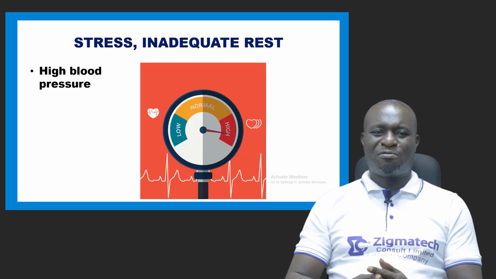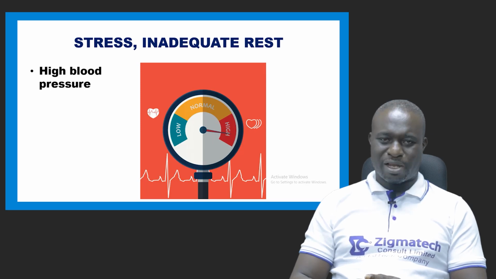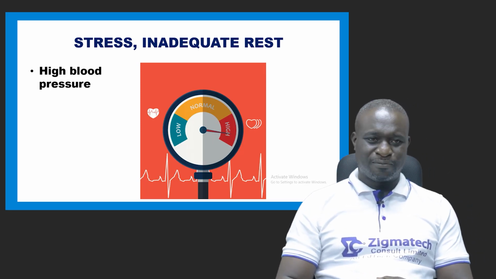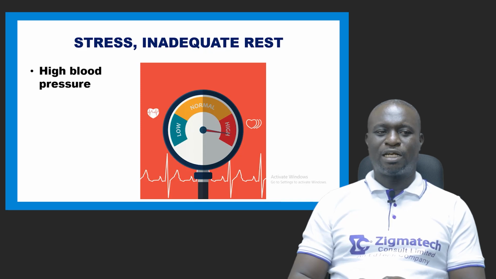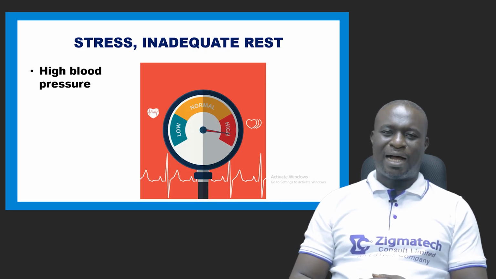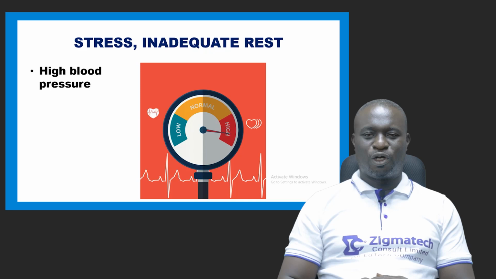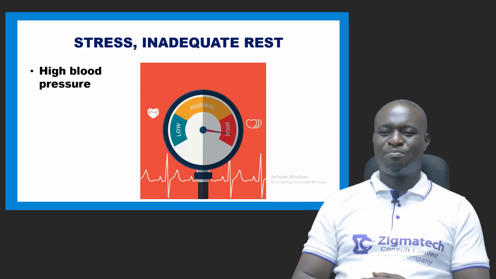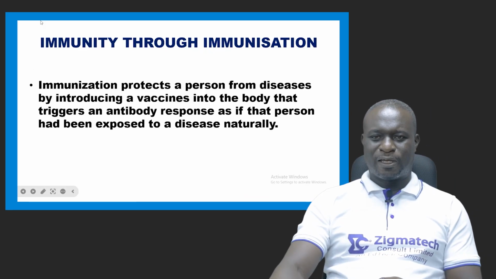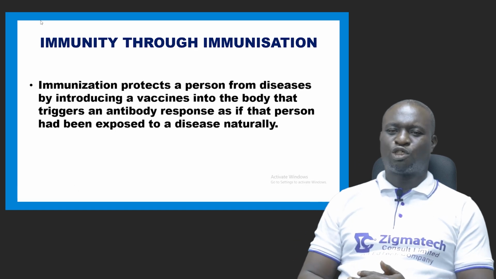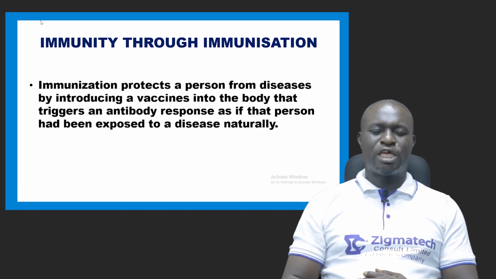Now, also we have diseases that can be caused by stress and inadequate rest. Stress and inadequate rest can also cause what we call high blood pressure, where the blood pressure is shooting beyond normal, okay? And then quickly, let's look at immunity through immunization.